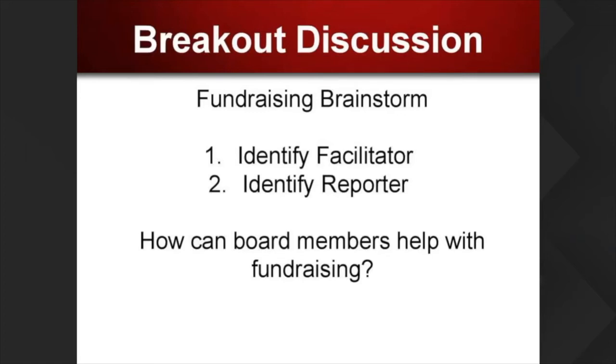Another exercise that you could do at a board meeting would be to have a fundraising brainstorm, right? So break out into small groups, identify facilitators and reporters. You might want to have groups of 3, 4, or 5 people and ask them, how can board members help with fundraising? So you really want board members to come up with these ideas. If you give them a list of ways that they can help with fundraising, they're much less likely to follow through than if they come up with the ideas. So you really want to, at a board meeting or 2 or 3 throughout the year, have different discussions, and you can do them in small groups or in big groups.